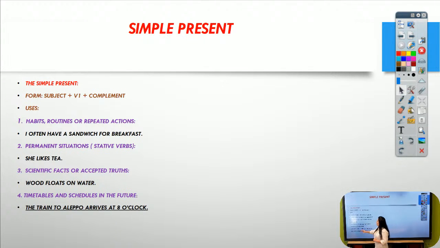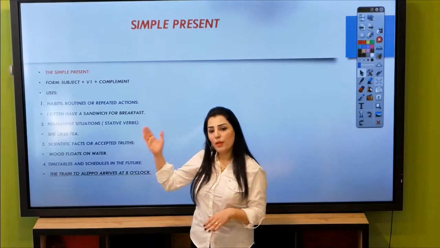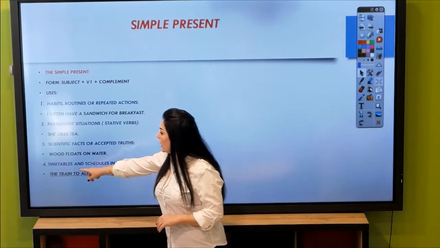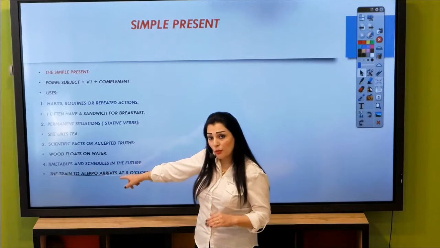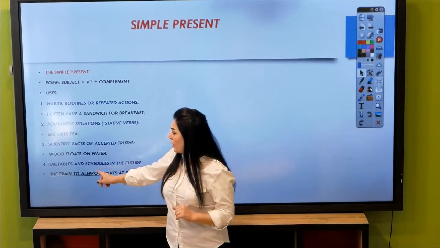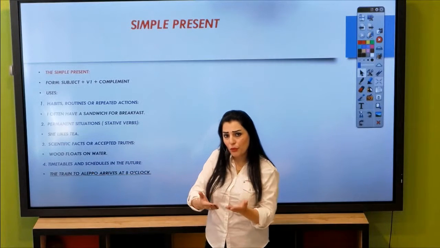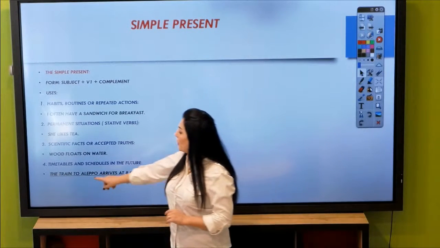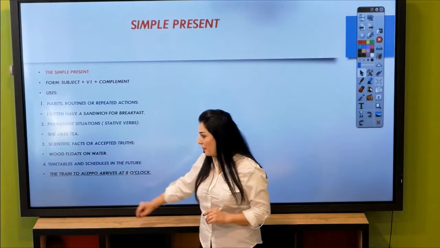Number three, scientific facts or accepted truths. When we talk about scientific facts, like wood floats on water, like the sun rises from the east and sets from the west, etc. And finally, timetables and schedules in the future. So here we are talking about timetables, but in the future. So the meaning is the future, but we use the simple present tense.